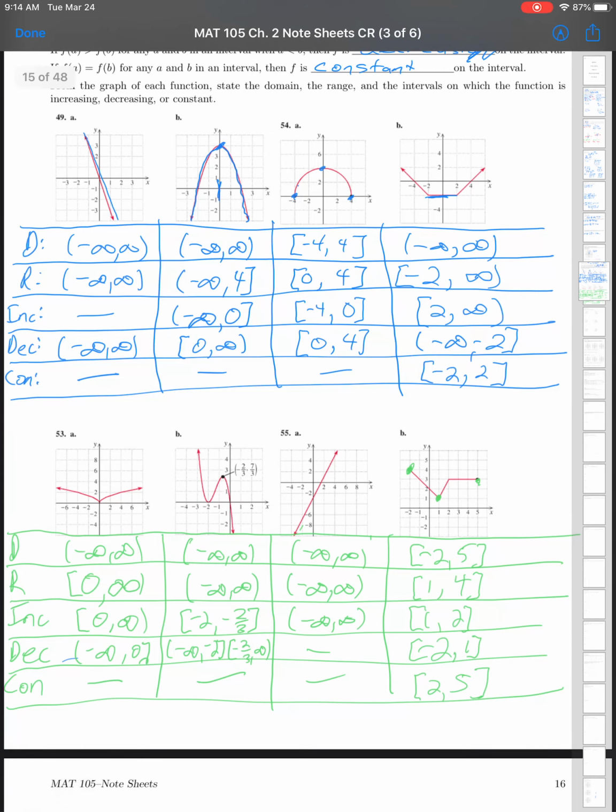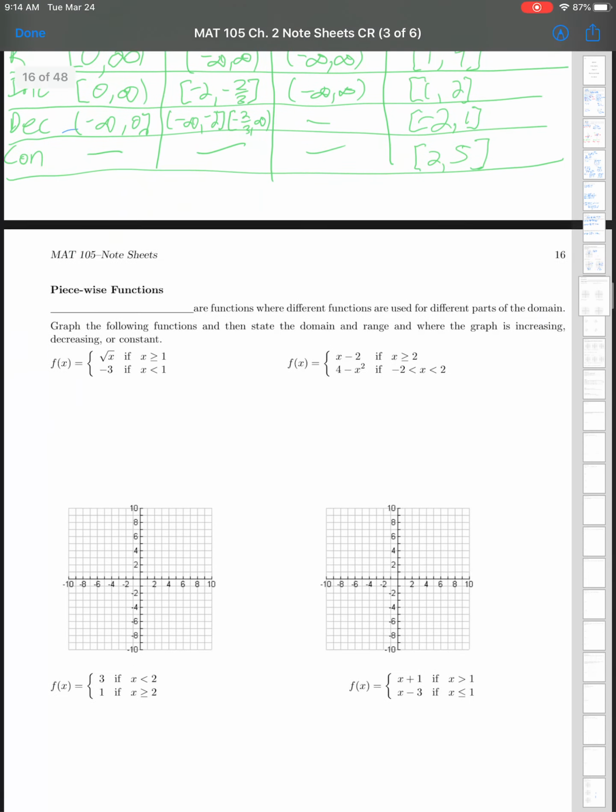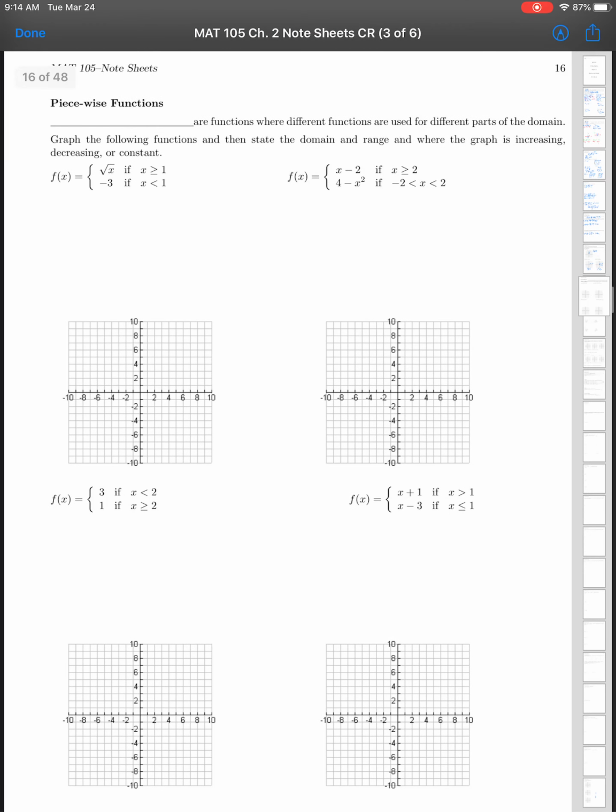So now we can talk about some special types of graphs. On the next page, what we're going to start talking about is what is called a piecewise function. A piecewise function is a function where different functions are used to define different parts of the domain.